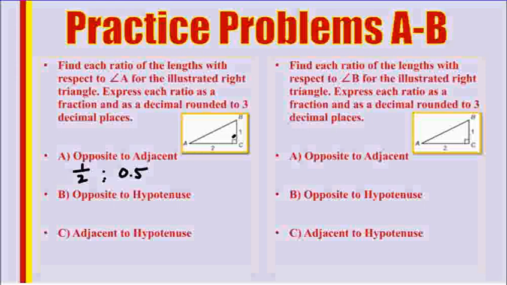Next one would be opposite to hypotenuse. We don't know that one, so we have to do our a squared plus our b squared will equal our c squared. And this is c. So 1 plus 4 equals c squared. 5 equals c squared. Undo a square by finding the square root. So this has to be the square root of 5.